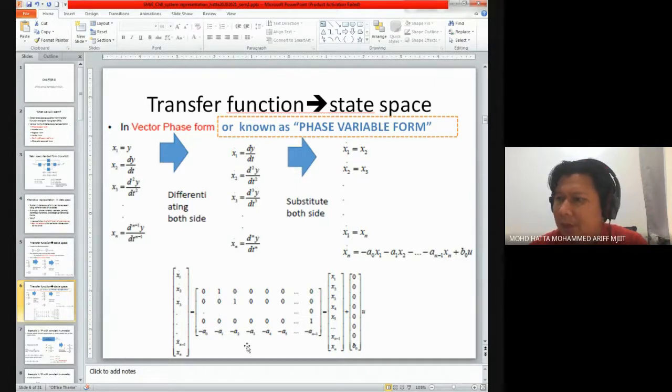Okay, I will skip this one. Maybe this is a bit difficult to understand: the procedure to convert from a transfer function into a phase variable state space form.